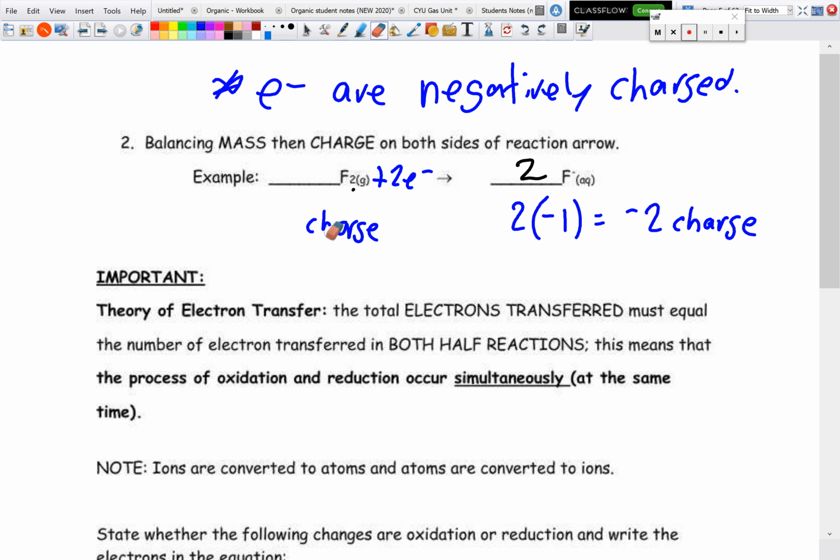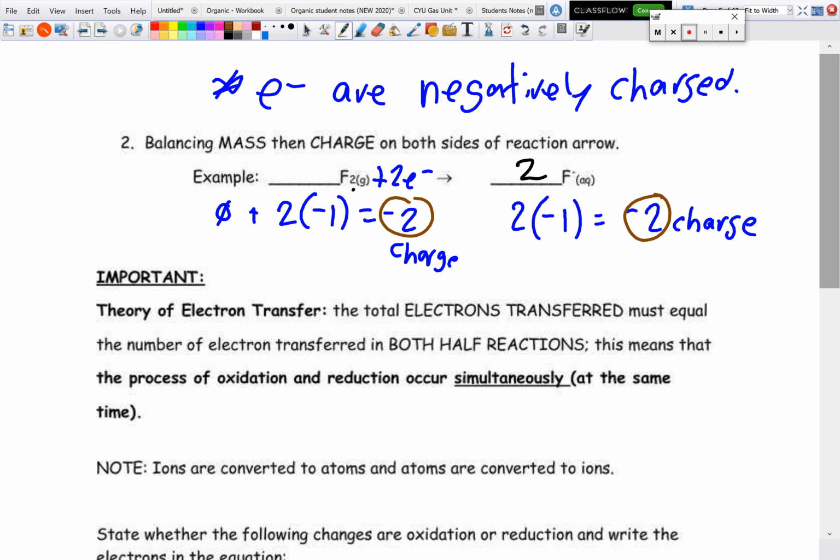So now I can recalculate the overall charge. I have my 0 charge from my fluorine, plus now I have 2 electrons. Each electron has a -1 charge, for a -2 charge. And we have -2 and -2, right? So we have 2 fluorines on each side, and we have a -2 charge, so they're balanced by both mass and charge.